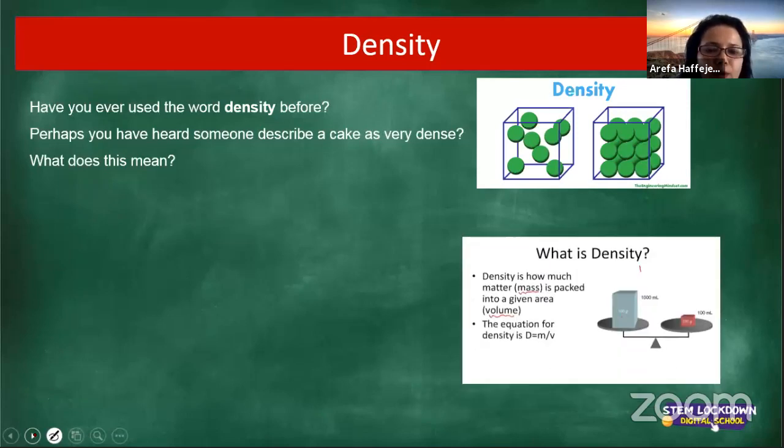So now we're going to ask ourselves, what is density? Density is how much matter is packed in a given volume. So now what does that mean to you? How much matter is packed in a given volume? Yes, who wants to speak? My host will unmute you. Okay, so I am going to continue. If we look at the scale here, we have a large rectangular prism.